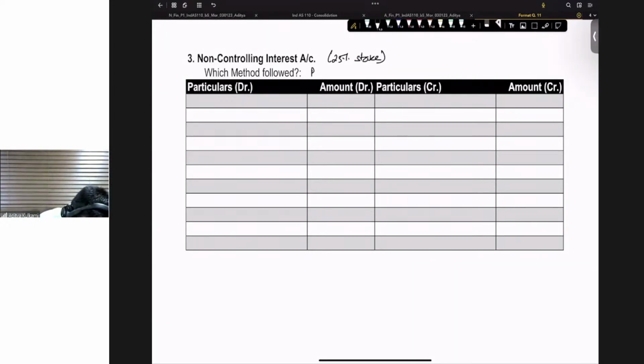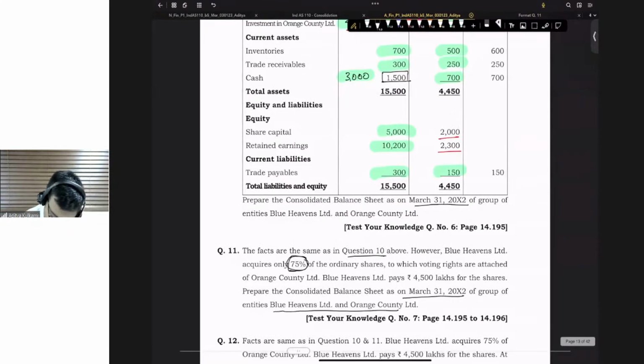Okay, always make a habit to write this. Proportionate share of net assets. Okay, write this so that you will be clear. You don't have to hunt the question again and again. Okay, so now we are done with this.